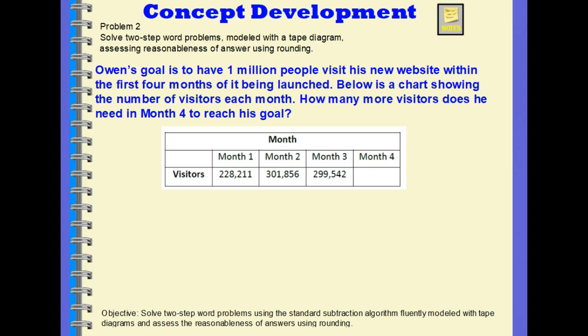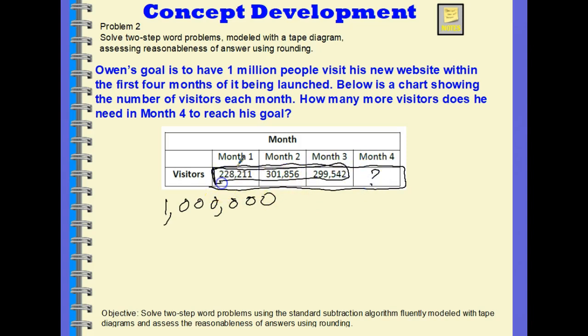Alright, so we have 1 million is the goal. And this, we'll just say this is our tape diagram. So we have to add all 3 of these and then subtract it from 1 million. I want to check something here too.